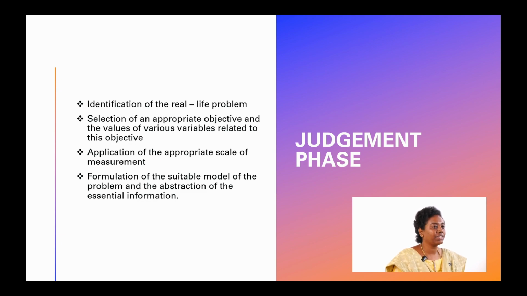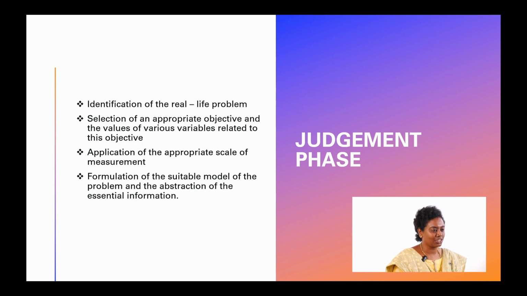We have to identify the real life problem, then the selection of appropriate objective, and the values of various variables related to this objective should be drawn. Next is application of appropriate scale of measurement, that is, whether the objective is to find the liquid's maximum capacity in a container. Then the measurement should be in milliliter or liter cube. The formulation of suitable model of the problem and abstraction of the essential information also takes place in this phase.